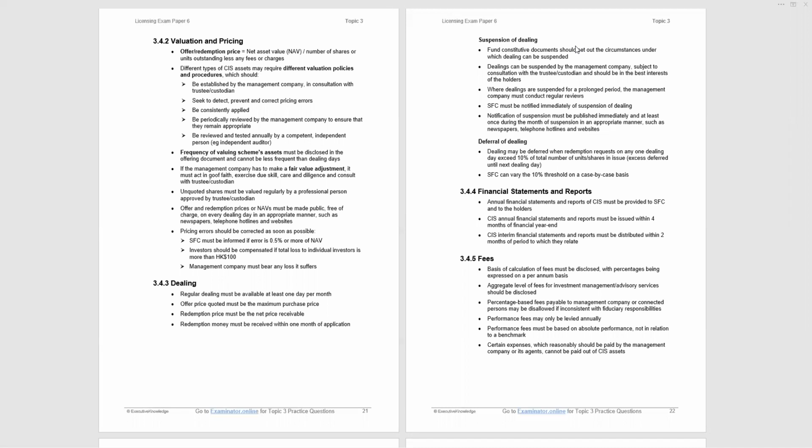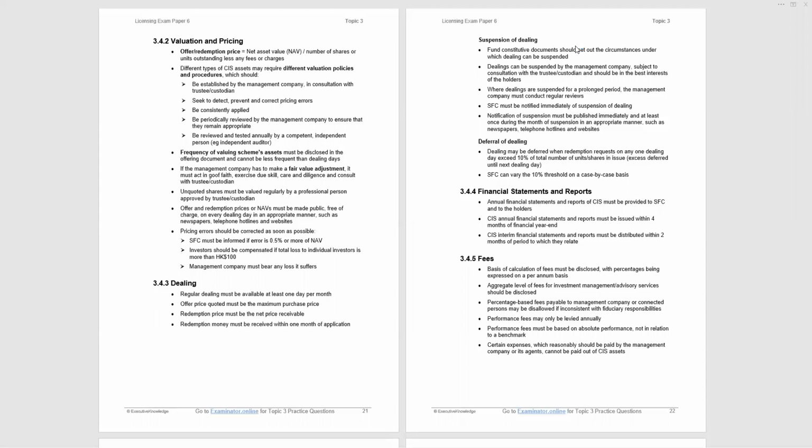This material sometimes comes up, it's very detailed. Well, let's have a quick look. The offer, redemption price, buying, selling, net asset value divided by the number of shares or units outstanding less any fees or charges. Fine. Different types of scheme assets may require different valuation policies and procedures. And these policies and procedures should be established by the management company with consultation with the trustee custodian, seek to detect, prevent, correct pricing errors, be consistently applied, be periodically reviewed by the management company to ensure they remain appropriate, and be reviewed and tested annually by a competent independent person, for example, independent auditor.